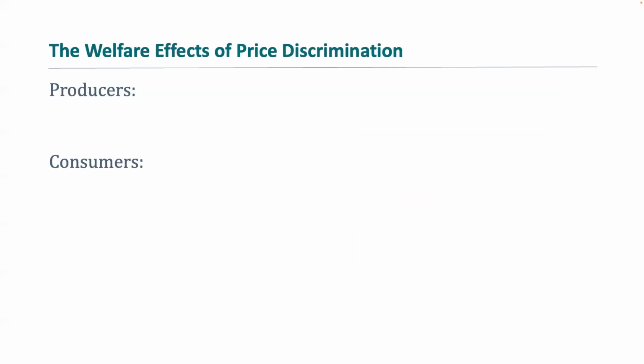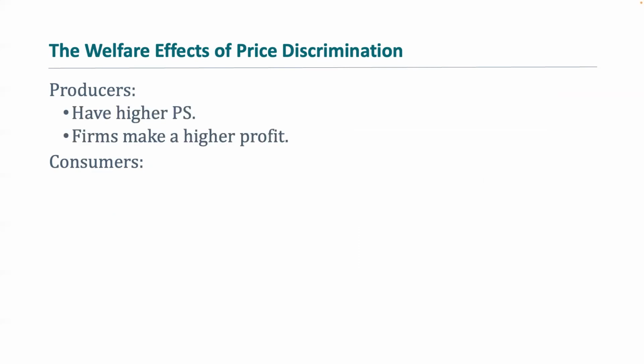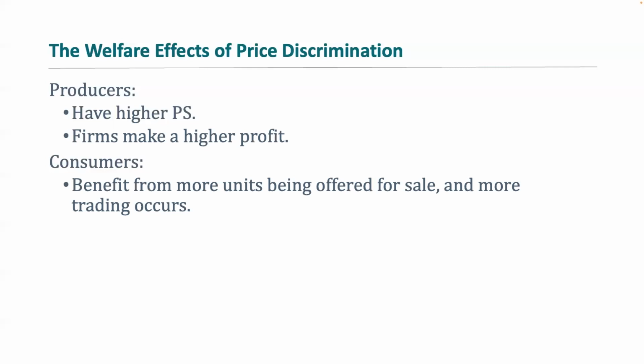Now, something else to consider are the welfare effects of price discrimination. For producers, they're going to have a higher PS, which means that firms are making a higher profit, and PS is going to be that producer surplus. For consumers, there's a benefit of more units being offered for sale, and more trading is going to occur because there is a lot more negotiation. In certain cases, they're going to have a higher overall consumer surplus.